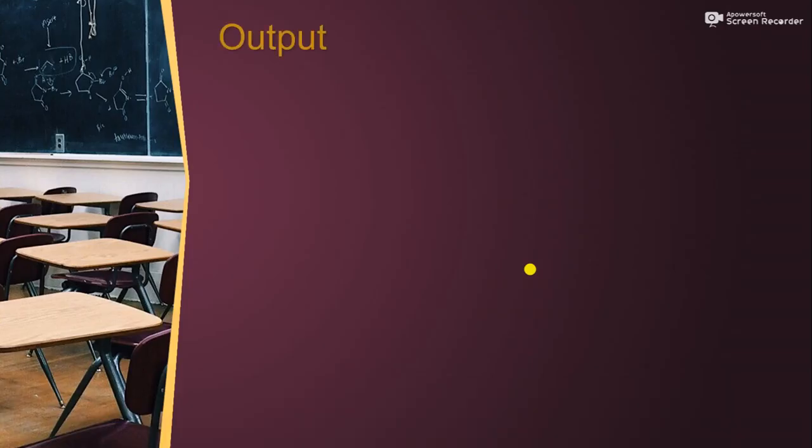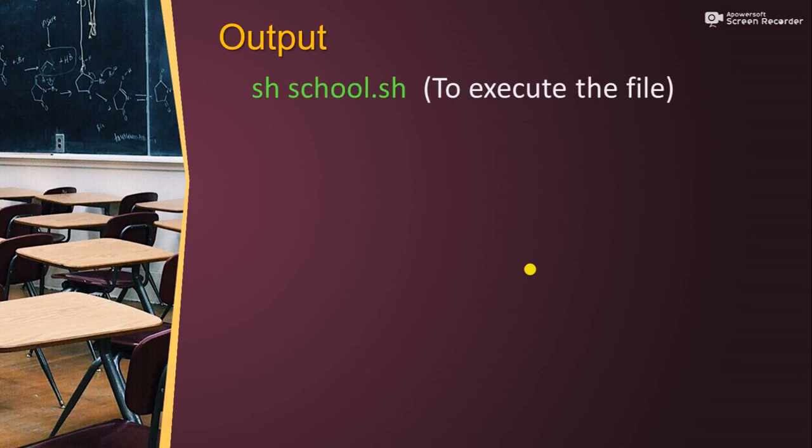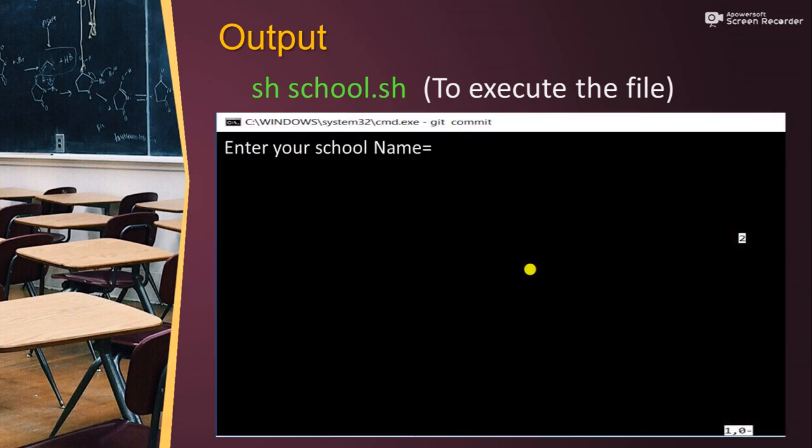Then our output will be... so for seeing the output we have to execute the file. To execute the file our command will be sh filename.sh. Over here in the script our file name is school, so our command will be sh space school.sh. Our output will be "enter your school name", as we have written in the first echo.